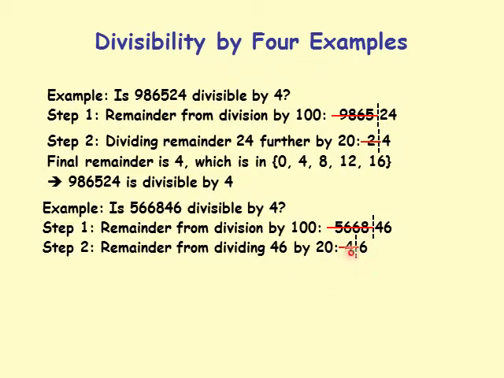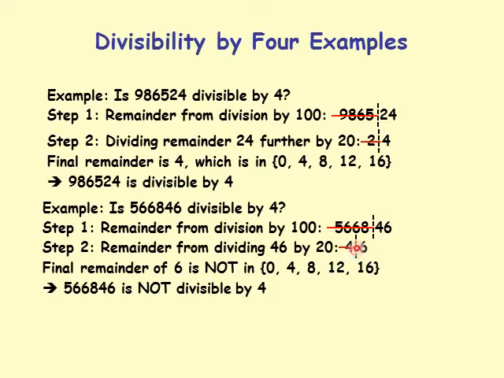We divide 4 by 2, and nothing is left. If you divide 4 by 2, the remainder is 0. So we get 6 left, and a remainder of 6 is not in the list. So the final remainder is 6 here. 6 is not in this list of numbers divisible by 4, so 6 is not divisible by 4. So this number, 566846, is not divisible by 4.